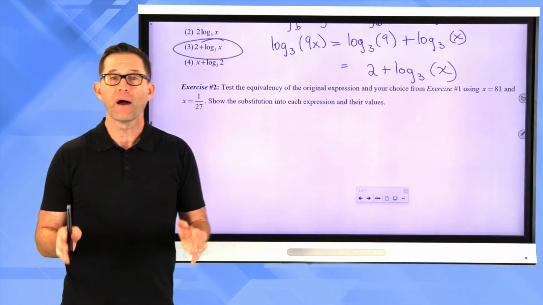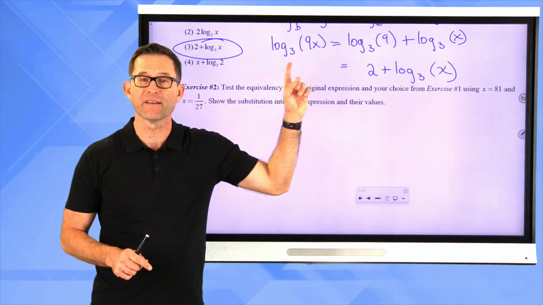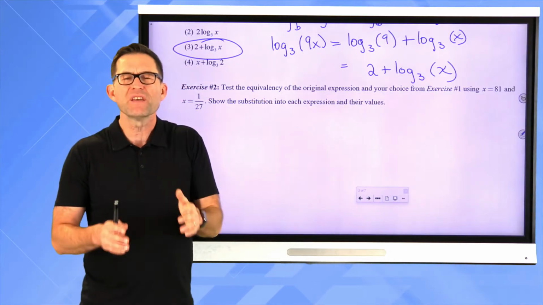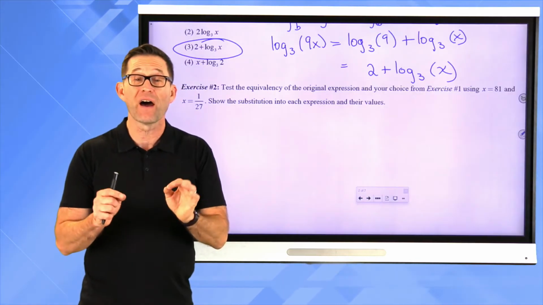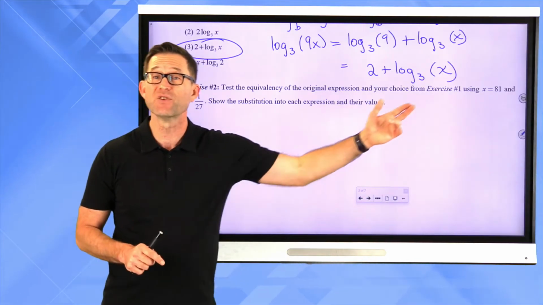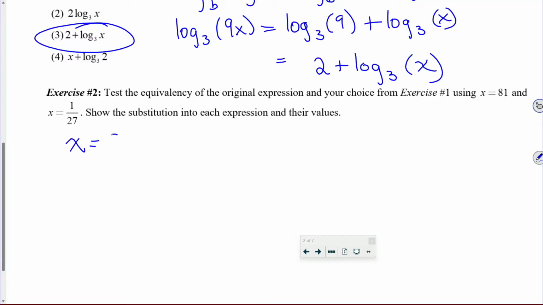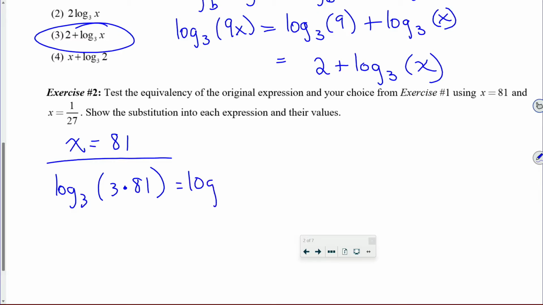So again, my claim is we can actually test to see whether this and this are equivalent by using convenient values of x. Here's what I mean. Let's do x equals 81 together. All right? So for x equals 81, our original expression was the log base 3 of 3 times 81, all right? And that's the log base 3 of 243.